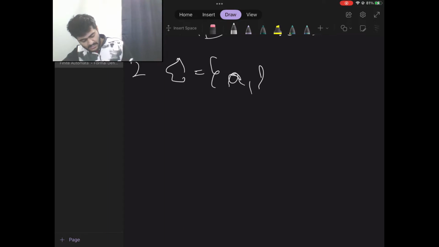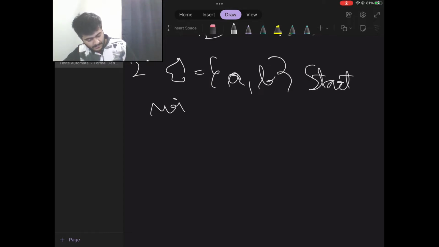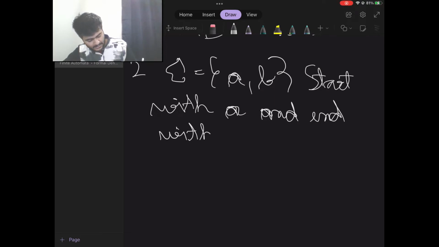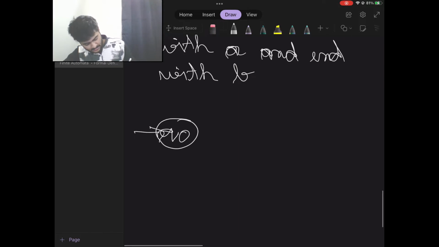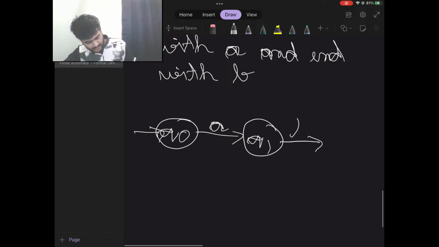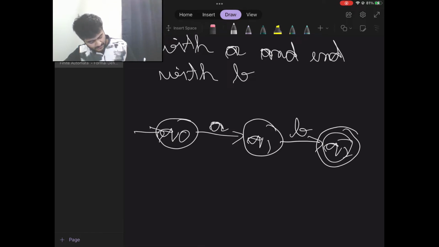Another example: we'll take the inputs as A and B, where the string must start with A and it should end with B. So let's try this one out. Again, we'll take the initial state as Q naught. Now it says start with A, so first of all we'll take A and then move on to the next state. And it says we'll end with B, so Q2 will be our final state, starting with A, ending with B.